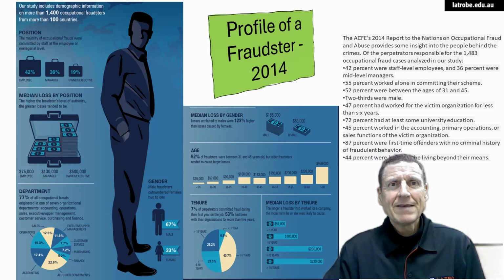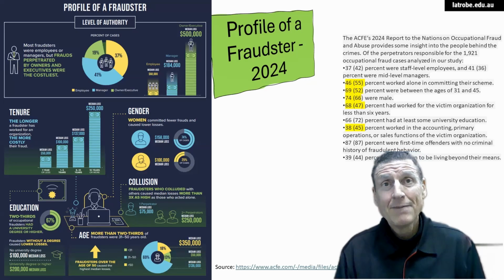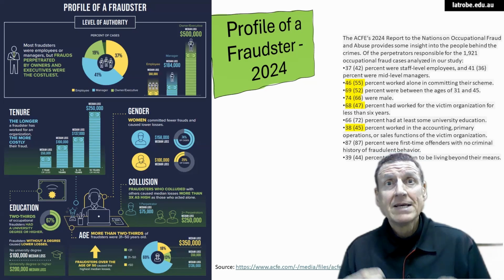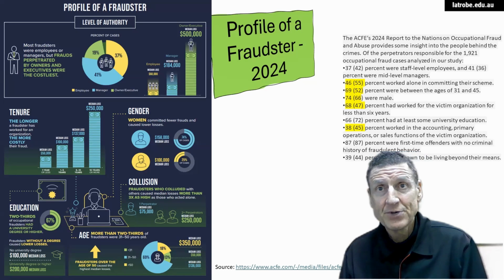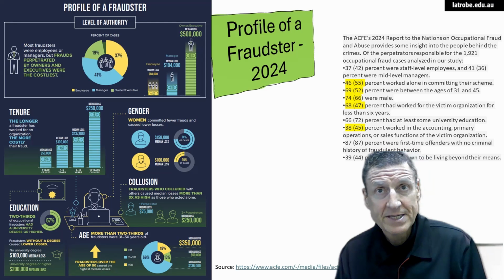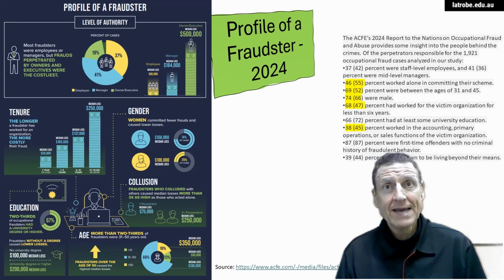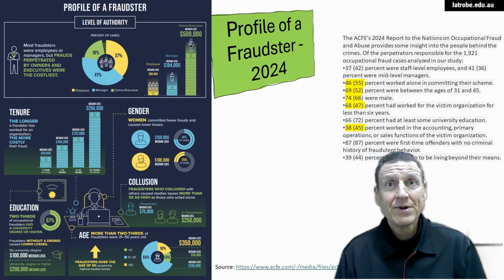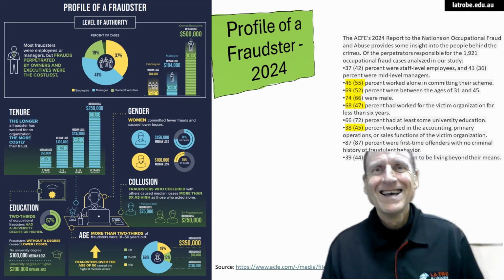All right, so is that any different 10 years later? If we look at 2024, and you can study this in more detail on the slide, but I just note that 46% worked alone compared to 55% 10 years ago. 69% were between the ages of 31 and 50 compared to 52% between 31 and 45 10 years ago. 74% were male compared to 66% 10 years ago. You can see little differences over 10 years. 68% worked for the victim organisation compared to 47% 10 years ago. And you can see 38% worked in the accounting, primary operations and sales functions of the victim organisation. So there you have it.